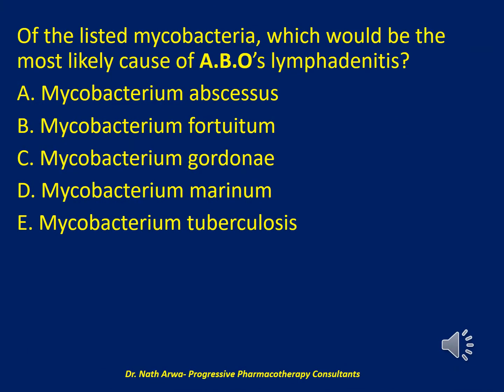So my question to you is, of the listed mycobacteria, which would be the most likely cause of ABO's lymphadenitis? Would it be A. Mycobacterium abscessus, or B. Mycobacterium fortuitum, or C. Mycobacterium gordonae, or D. Mycobacterium marinum, or would it be E. Mycobacterium tuberculosis? I will give you 10 seconds to choose the correct answer to this question from the listed options.